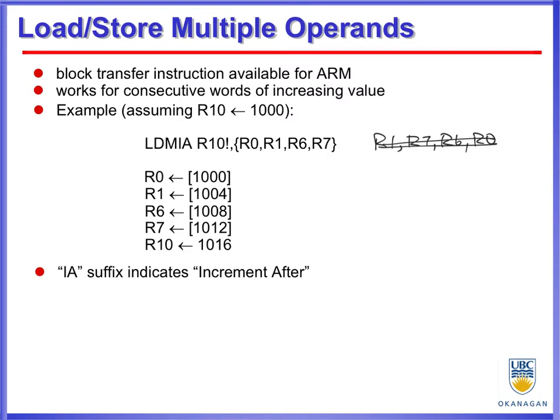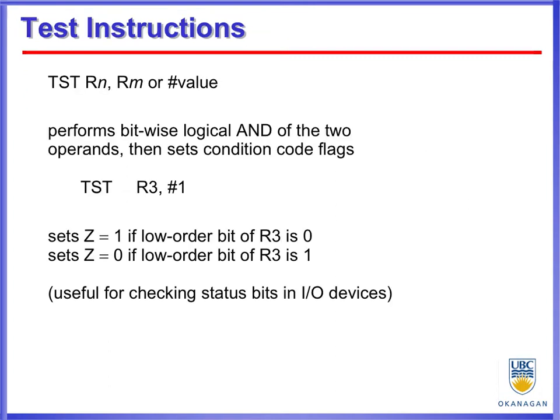Okay, a few other, let's keep moving. Test instructions. We have a number of instructions in ARM whose sole purpose is to compare 2 numbers and then set the status bit in the processor's status register accordingly. So one thing we often want to do is check whether a particular bit in some data is set to a 1 or a 0.